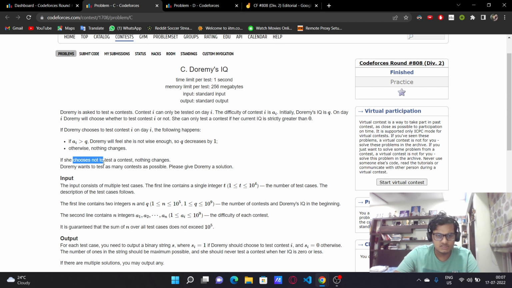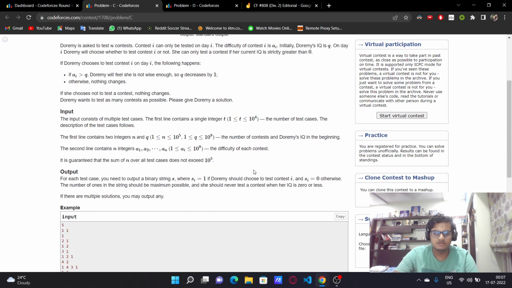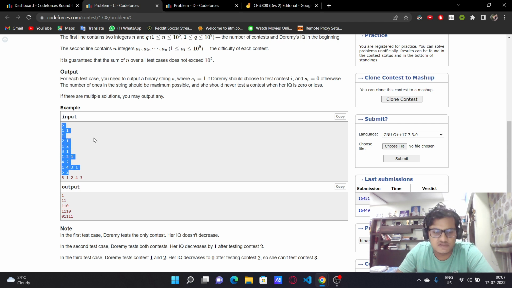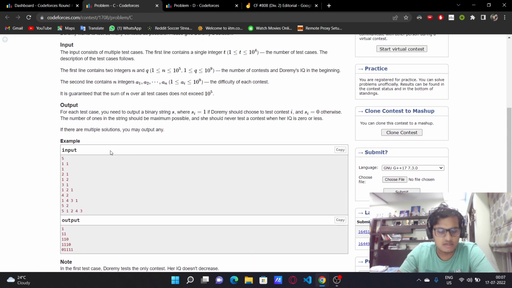So she chooses. So now we want to make her give as many contests as possible. So we need to give her a solution. Basically, we need to output a string of length n of ones and zeros, where 0 denotes that she didn't give that contest, and 1 denotes that she gave that contest, and we need to maximize the number of ones in that string. So for this, we can try to go through the test cases first and see if we can find some pattern. Again, this is a rather tough question, and it's fine if you didn't get it in the contest.